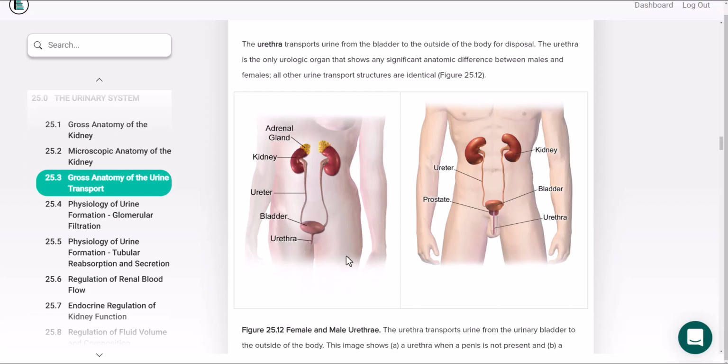Also note the length of the urethra is significantly different between female and male. The female is much shorter. The male, because the urethra passes through the penis, has a longer tube. This doesn't prevent, but it minimizes the number of urinary tract infections in males because of the length of the urethra. And we'll learn in the reproductive system that the prostate actually releases antimicrobial substances, which help to minimize bacterial infections in the male.